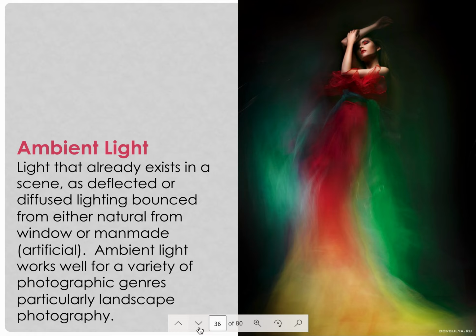Ambient light is light that already exists in a scene as either deflected, diffuse light bounced from natural or artificial sources. And it works really well. Here, this beautiful photograph on the right, there is a fan, and I know this just looking at it from having done decades of photography.